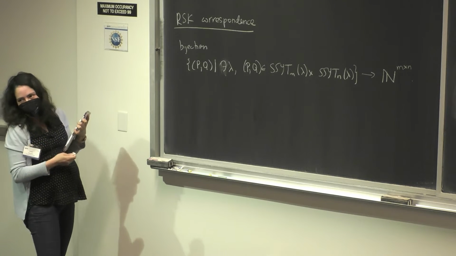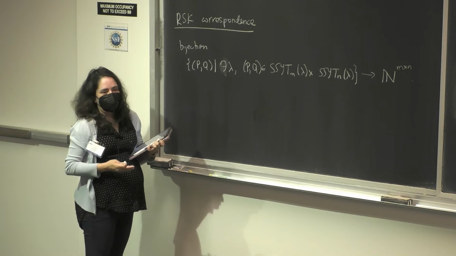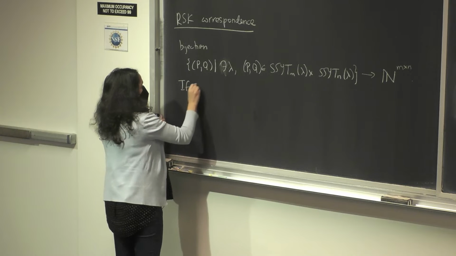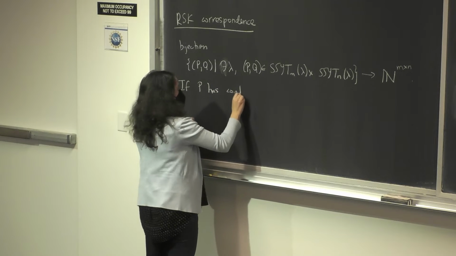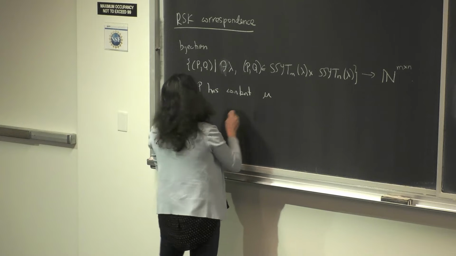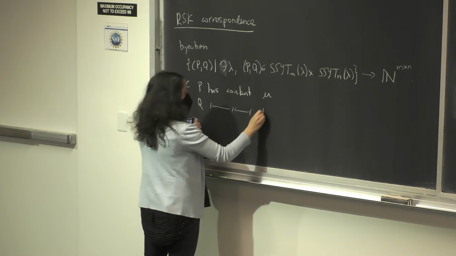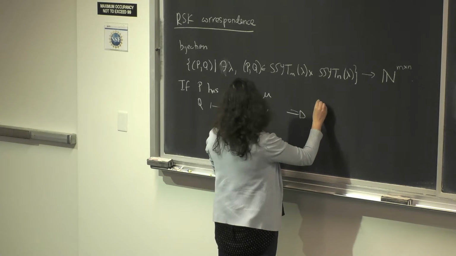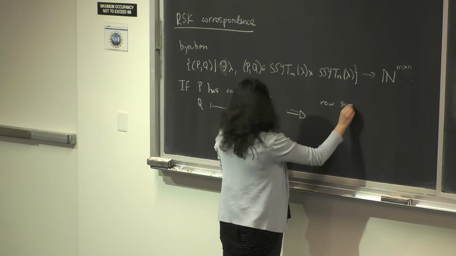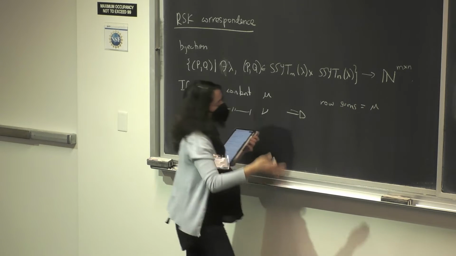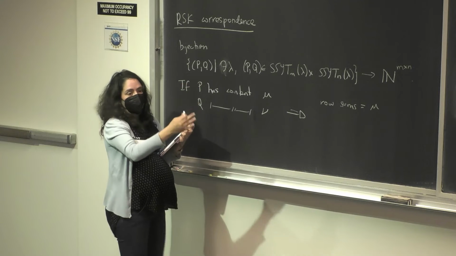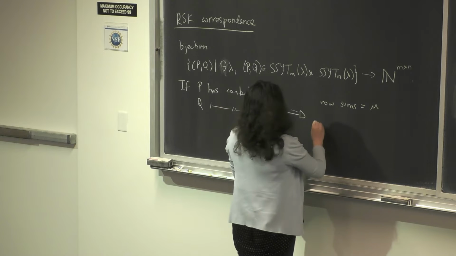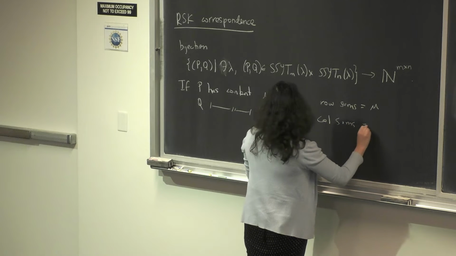I hope everyone who's taking a graduate combinatorics course has learned about it; it's very well known. But the point is that if P has content mu and Q has content nu, then the corresponding matrix is going to have row sums equal to mu. So this is a vector. The sum of the first row is going to be the first entry of this partition, and so on and so forth. And then the column sums are going to be nu.